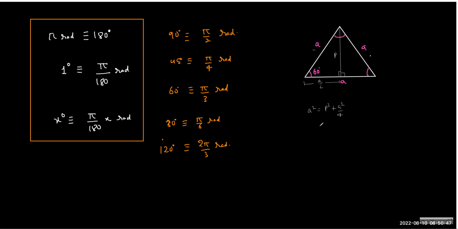So what is p square, guys? A square minus a square by 4, which is how much? 3a square by 4. So what is p value? Root 3a by 2. Yes or no? And because this is the perpendicular in an equilateral triangle, can we say this is the angle bisector also? This is 30. This is 30. Yes or no?